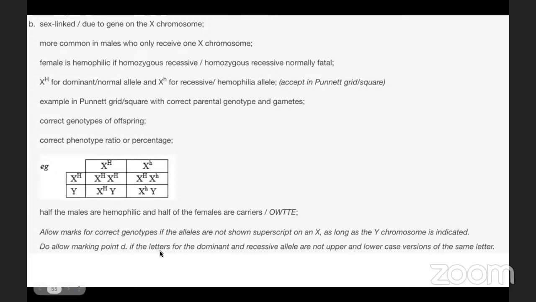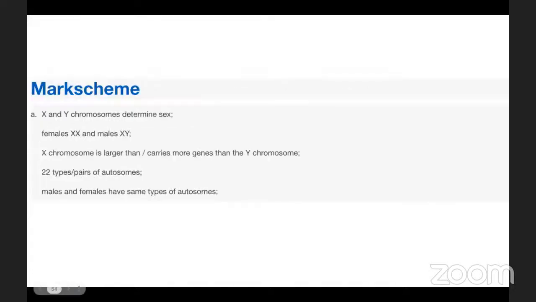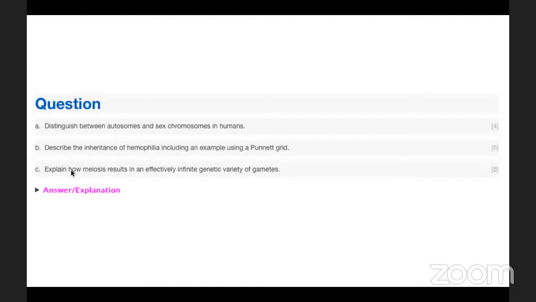Do not allow marking point for the letter if the letters dominant and recessive are not upper and lowercase versions of the same letter. We can use any letter to be honest for hemophilia, but just use H to avoid us from getting confused. And finally, question C.